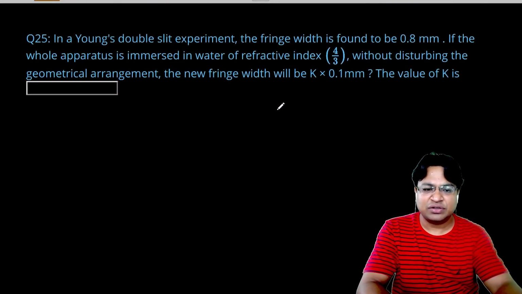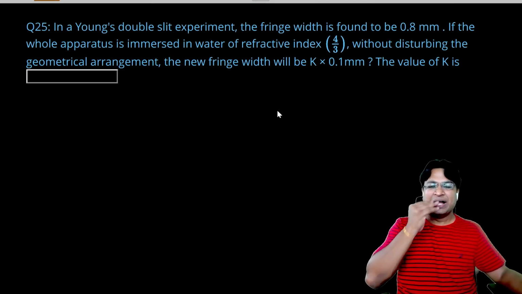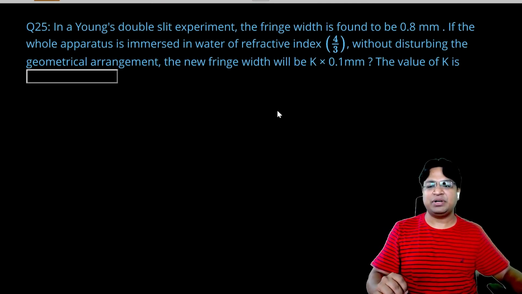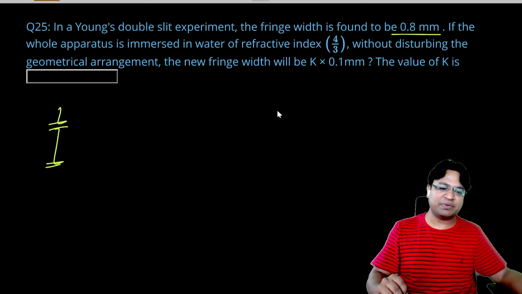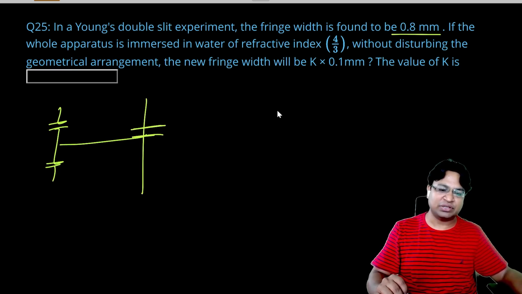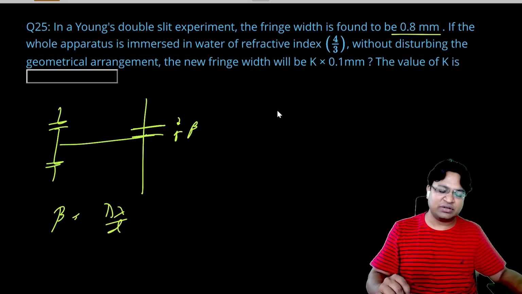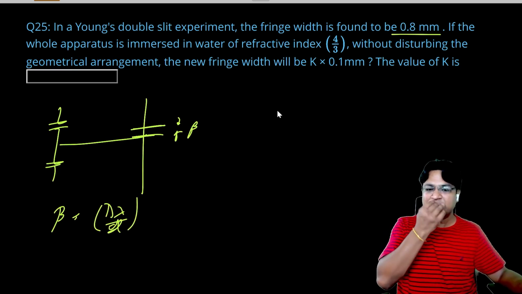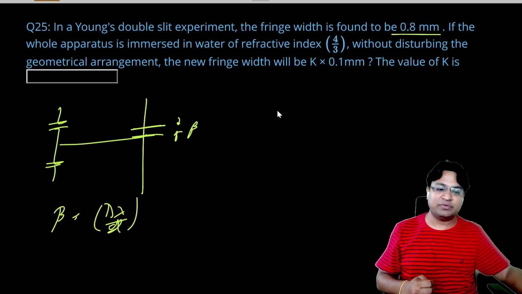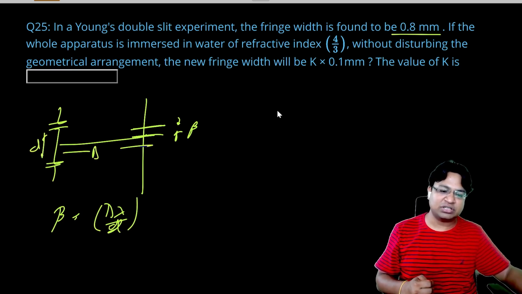And that brings us to the last question of this test. It says in a Young's double slit experiment, fringe width was something. So we did the experiment once and we got some fringe width beta. Beta is given by D lambda by d. So this is the fringe width. Now what is happening is that we have not disturbed the setup. So we have not changed this distance. We have not changed this distance.